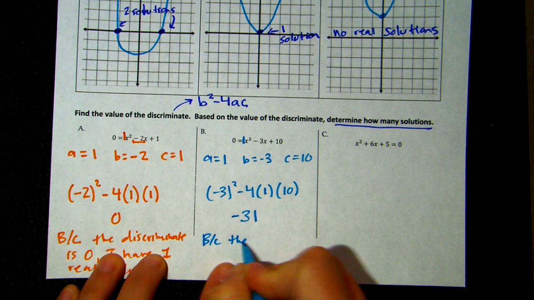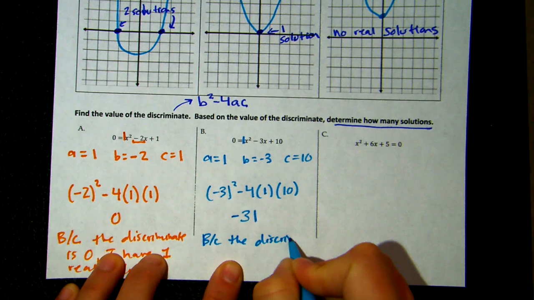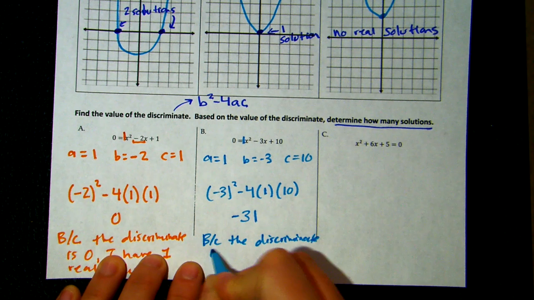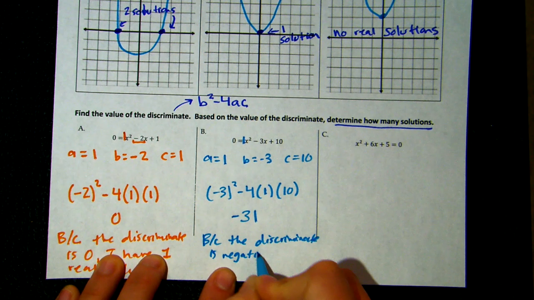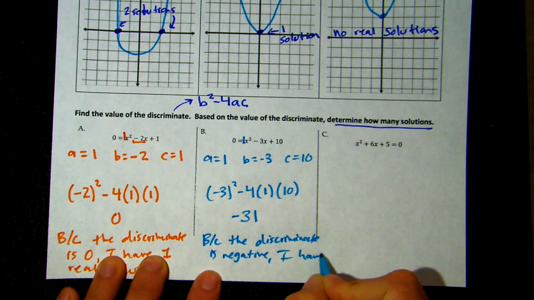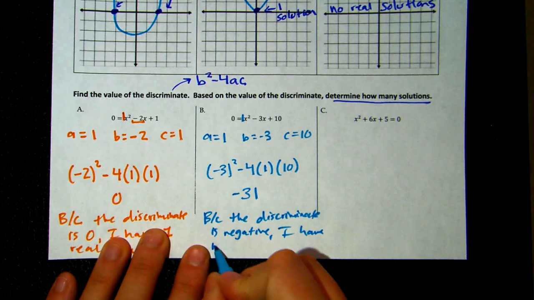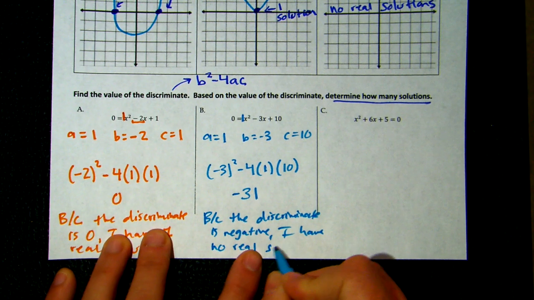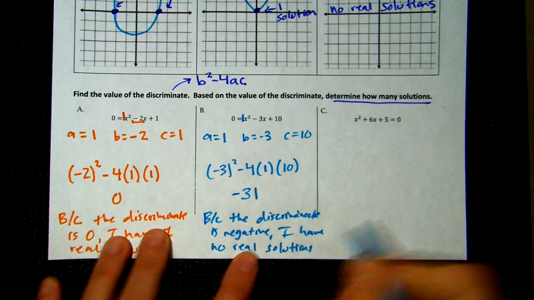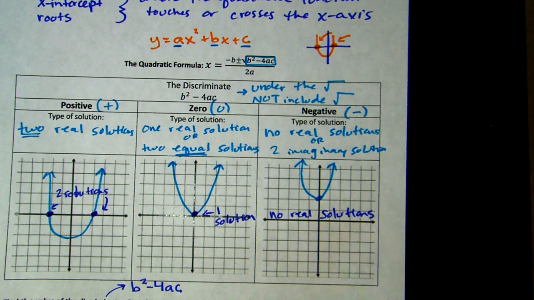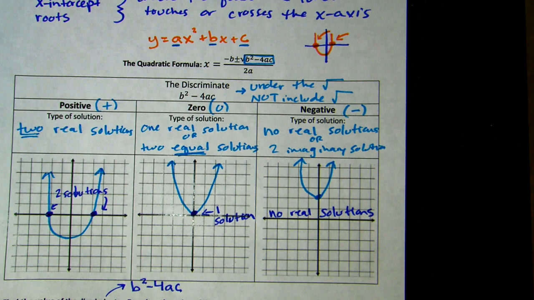Because the discriminant is negative, I have no real solutions. The graph of my quadratic would look something like this.